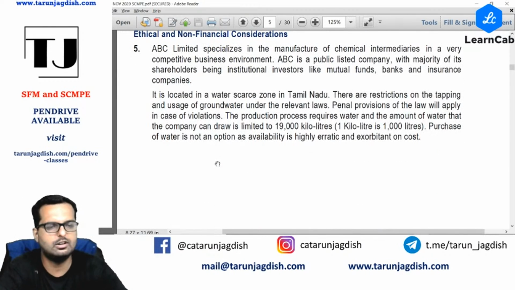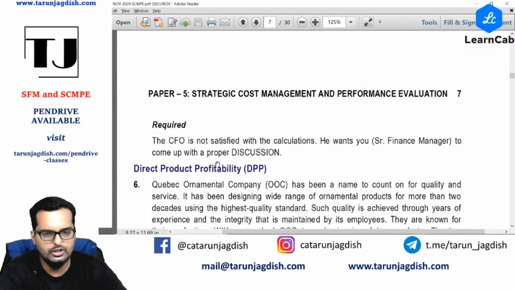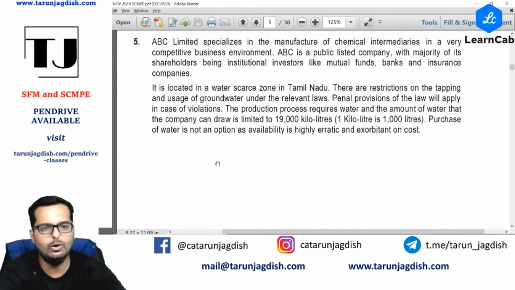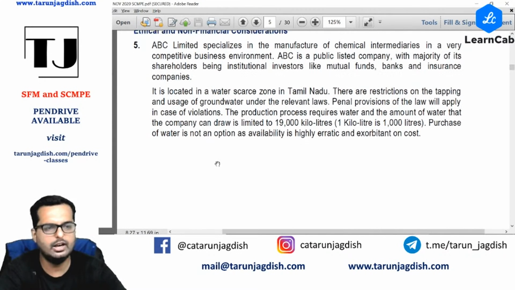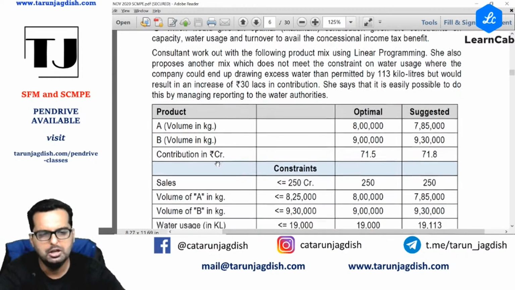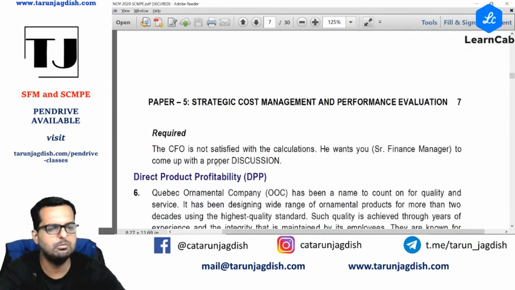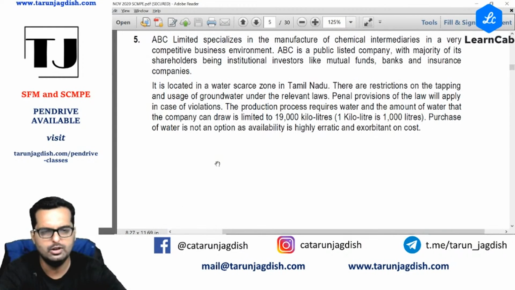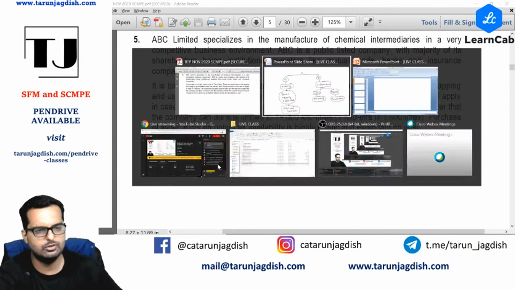Ethical and non-financial consideration. Look at the size of this question, but it would get over very quickly. First time when I read this question, I got scared. My God, they are doing linear programming problem, LPP, etc. This question must be difficult. But the answer is actually a one-liner theory question. Let us read and understand this question.